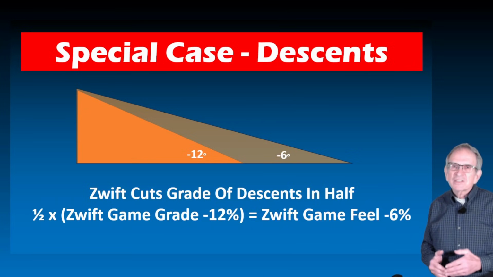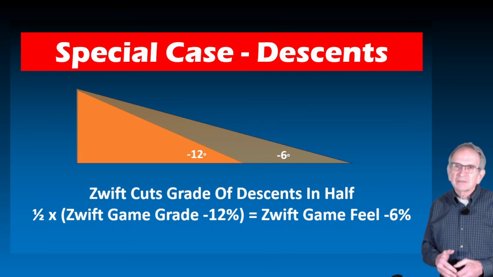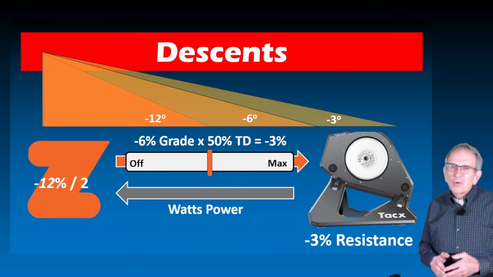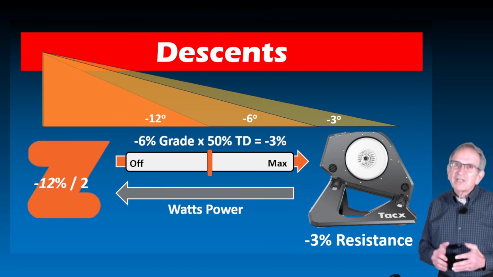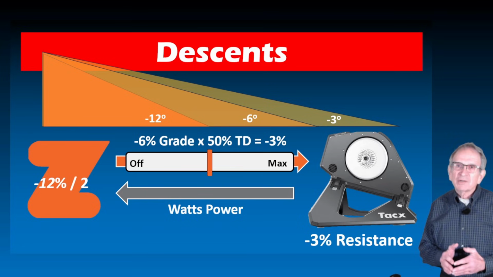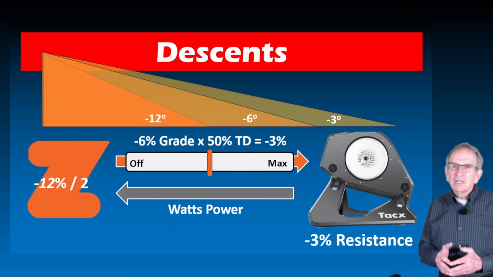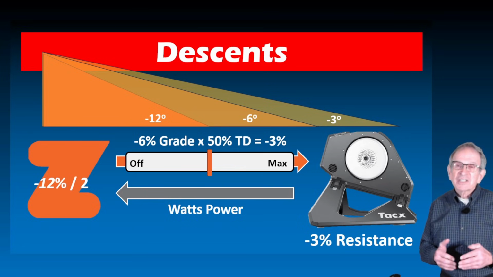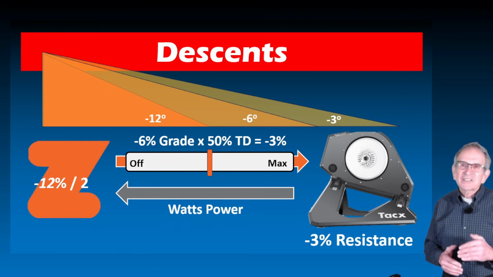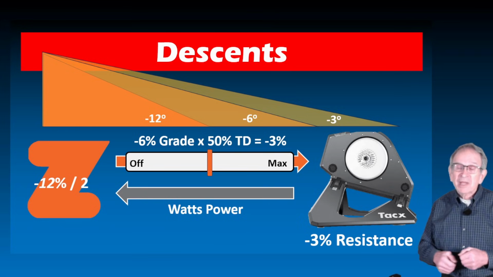Well, for those descents, they wanted you to feel some resistance when you're going down a hill. But how does that work with trainer difficulty? Well, with trainer difficulty, Zwift's already cut the grade in half from 12 to 6%. And if you slide the trainer difficulty down to 50%, then it's going to cut it in half again. So a 12% descent adjusted to 6% will now be cut in half again, and your trainer will simulate a descent of only 3%. And then you'll have significant resistance to pedal against.